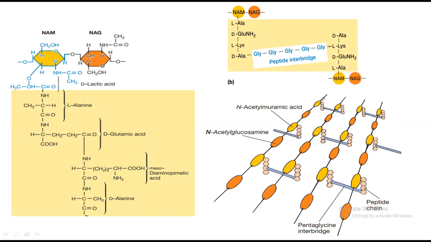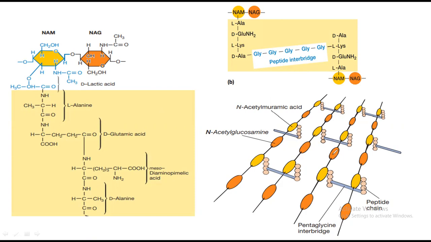Just look here. The orange and yellow colors are NAG and NAM, N-acetylglucosamine and N-acetylmuramic acid. After that, these are the amino acids, and this portion is the glycine, the pentaglycine bridge. I was showing you this structure just to show you that there is a high amount of protein content, amino acid content, inside this peptidoglycan.